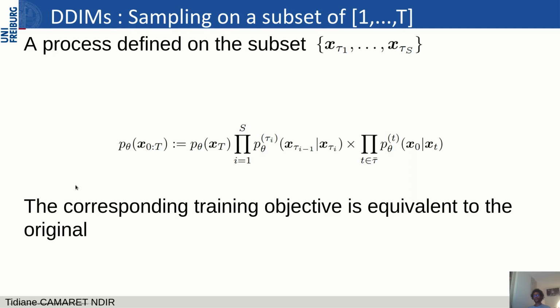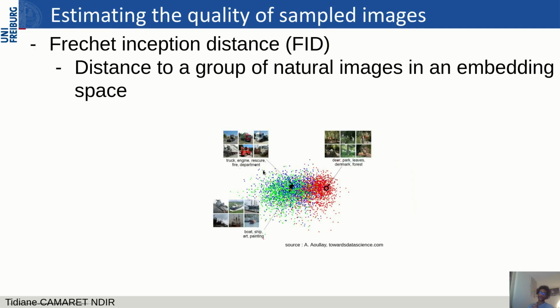So the authors made some tests regarding the sample quality of the shortened process. There are a few ways to control the quality of a given image sample. First, you can obviously look at it and judge how nice it is by yourself. But there are some less subjective methods for this, in particular the Fréchet inception distance.